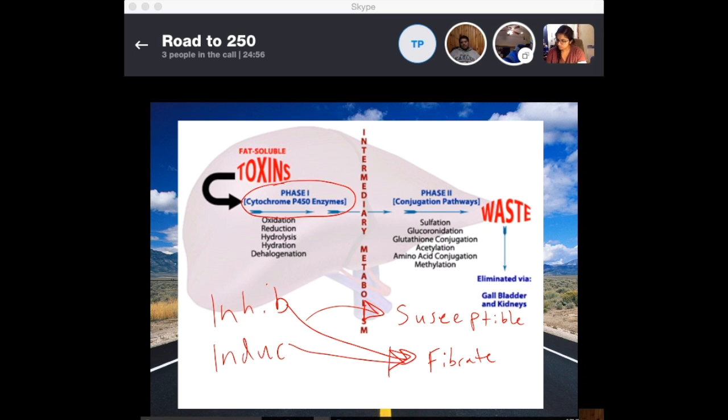But before we go on with that, does everybody at least get the general idea of how the P450 system works, so that we can go over which ones are which? I'm good.